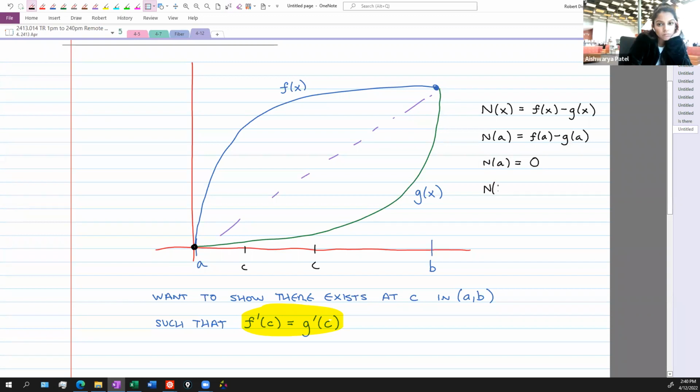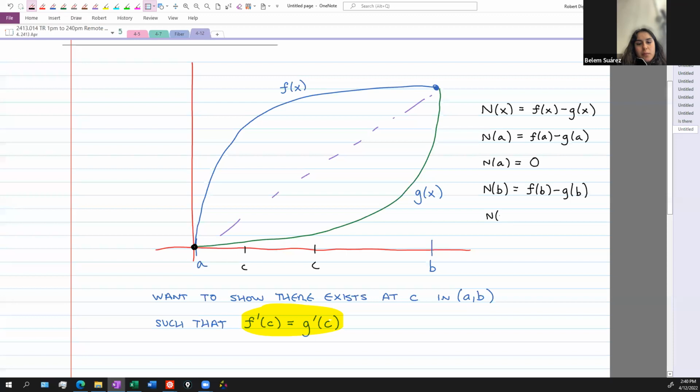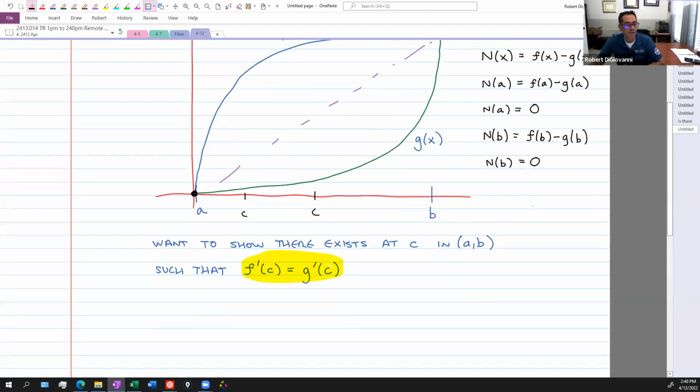What's n of b? So tell me what's happening at the end of the race. 0 as well, right? n of b is 0. Okay. Also, do you agree that n is continuous?